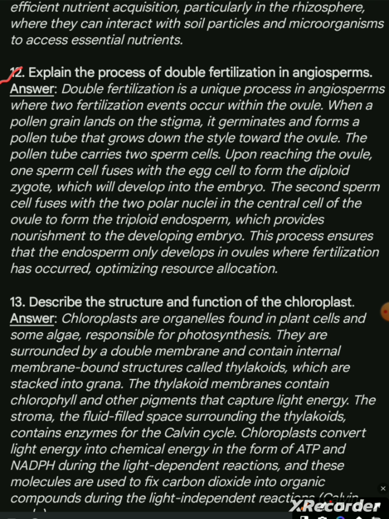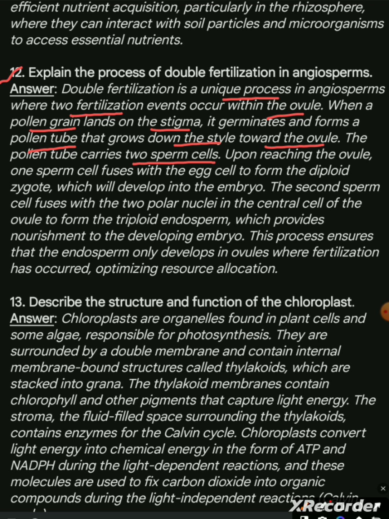Explain the process of double fertilization in angiosperms. Answer. Double fertilization is a unique process in angiosperms where two fertilization events occur within the ovule. When a pollen grain lands on the stigma, it germinates and forms a pollen tube that grows down the style towards the ovule. The pollen tube carries two sperm cells.